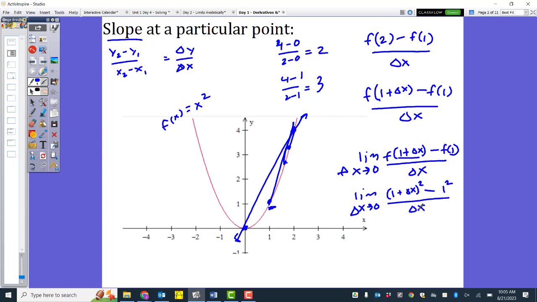And this looks like a limit problem we would have done last week. We multiply it out. So limit as delta x approaches 0 of 1 plus 2 delta x plus delta x squared minus 1, over delta x. The 1's will cancel and the delta x will cancel. So we have 2 plus delta x. And then we'll plug in 0 and end up with 2. So this is saying our slope is 2.